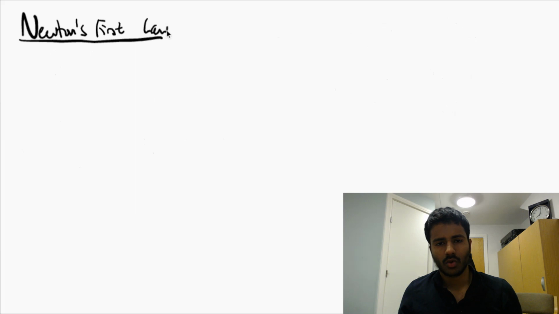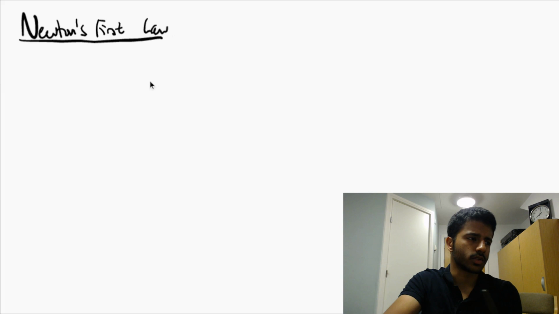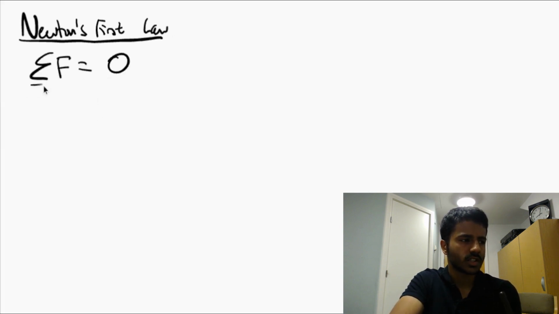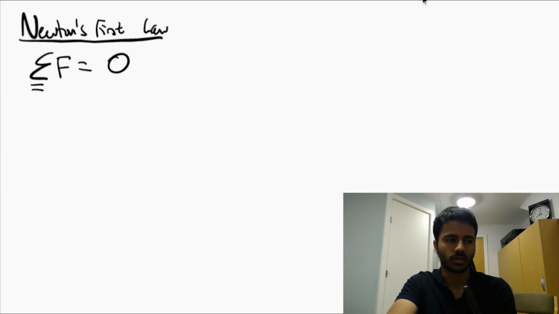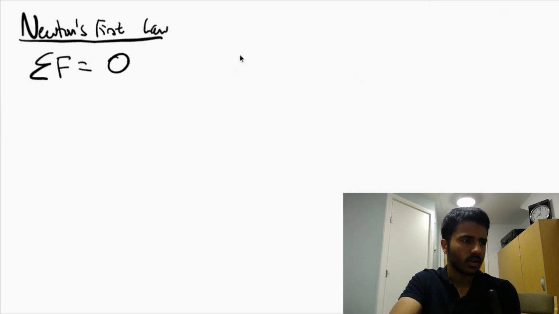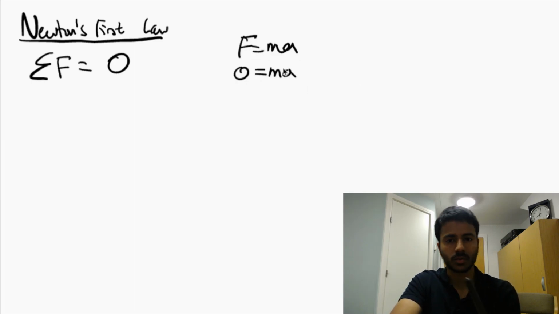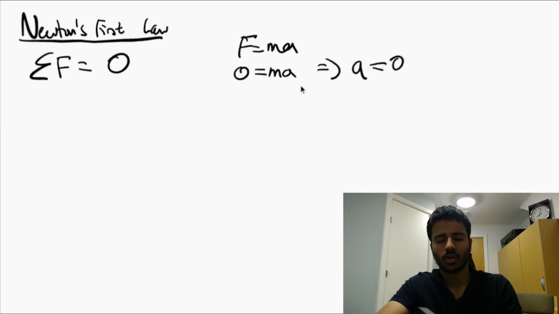Now Newton's first law is actually a special case of the second law, and what it considers is, what if the resultant force on an object is equal to 0? And this sigma sign here just means the sum, so it's basically the sum of the forces, so this is representing the resultant force. If that was equal to 0, then F equals ma. If 0 equals ma for an object that has some mass, that means that A must be equal to 0. So when there's no resultant force acting on a body, there will be no acceleration.